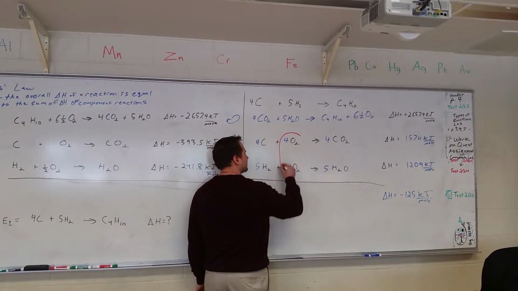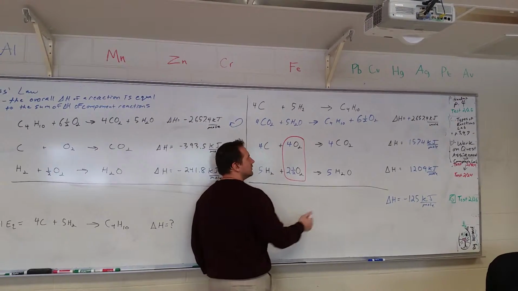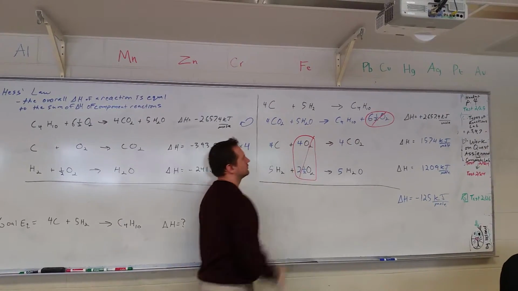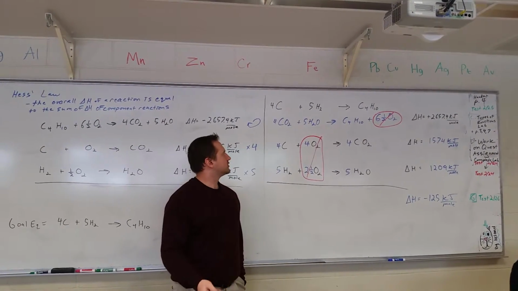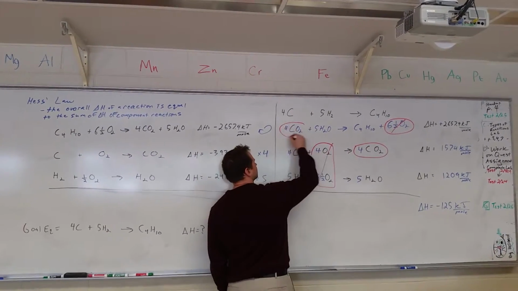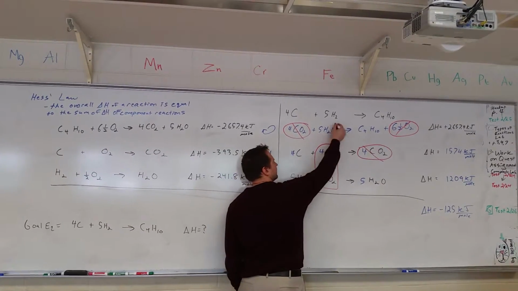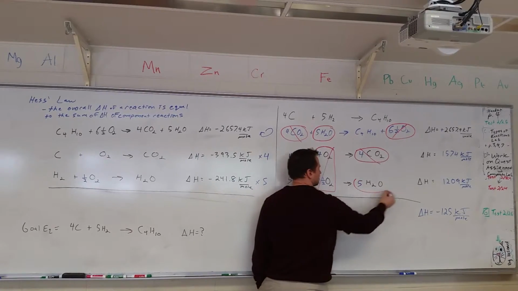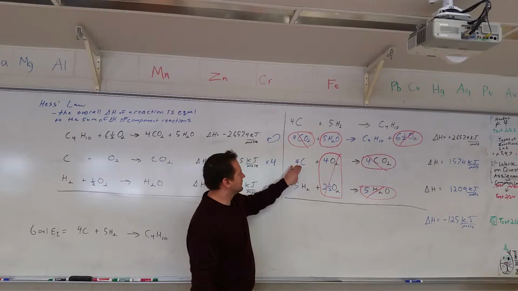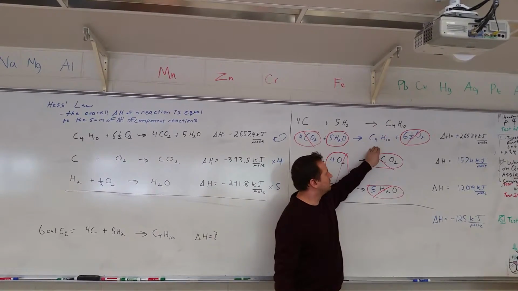On this side we have 6.5 oxygens, and if you notice, oxygen does not appear in our goal equation. On this side we have 6.5 oxygens as well, so these are going to cancel out. In addition, 4 carbon dioxides on each side, those are going to cancel out as well. Also, our 5 water molecules on each side will disappear, and that will leave us with our goal equation of 4 carbons combining with 5 hydrogens to make 1 butane.